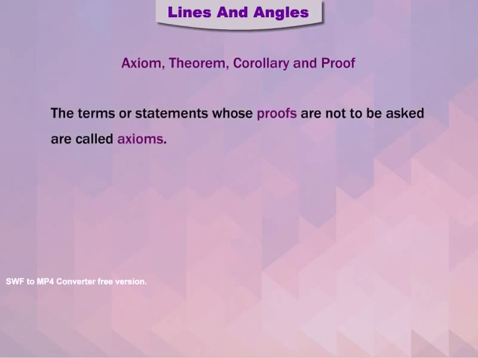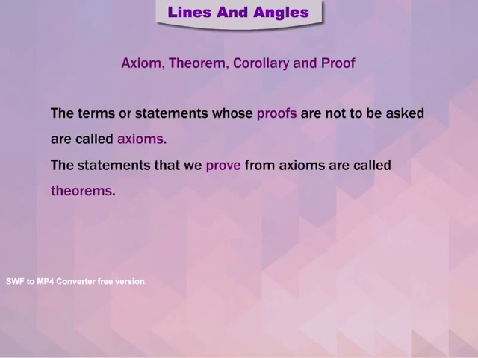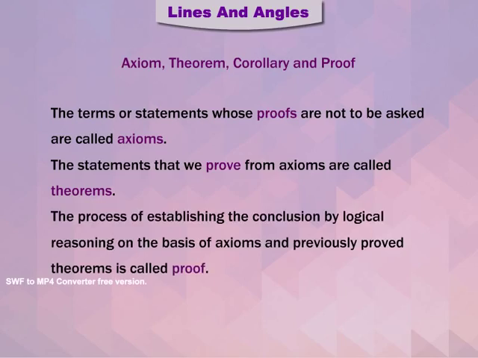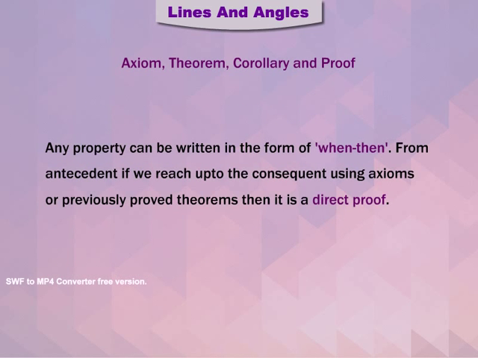Axiom, theorem, corollary, and proof. The terms or statements whose proofs are not to be asked are called axioms. The statements that we prove from axioms are called theorems. The process of establishing the conclusion by logical reasoning on the basis of axioms and previously proved theorems is called proof. Any property can be written in the form of when, then.